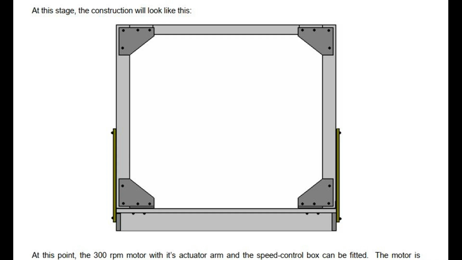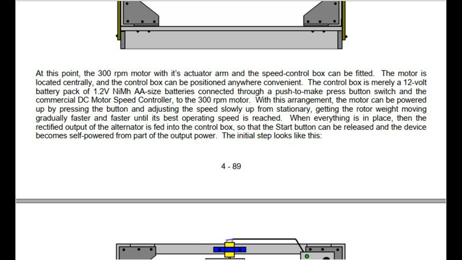At this point, the 300 RPM motor with its actuator arm and the speed control box can be fitted. The motor is located centrally, and the control box can be positioned anywhere convenient. The control box is merely a 12-volt battery pack of NiMH batteries connected through a push-to-make press button switch and the commercial DC motor speed controller, to the 300 RPM motor. With this arrangement, the motor can be powered up by pressing the button and adjusting the speed slowly up from stationary, getting the rotor weight moving gradually faster and faster until its best operating speed is reached.